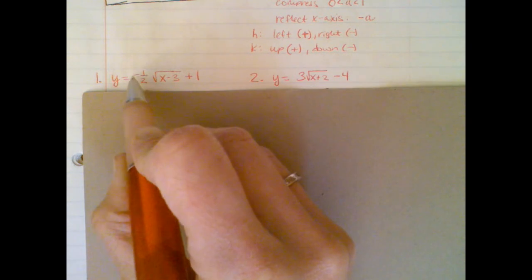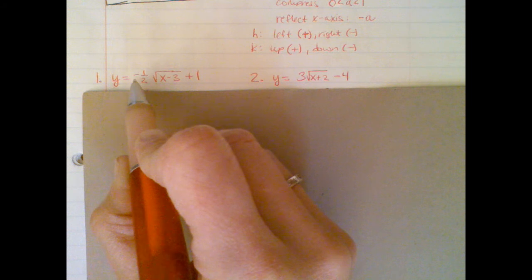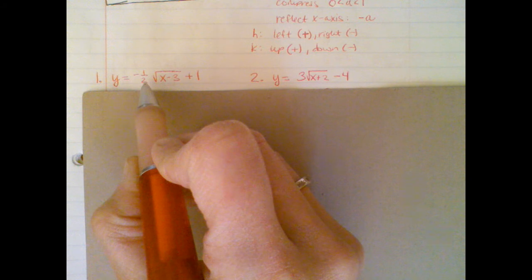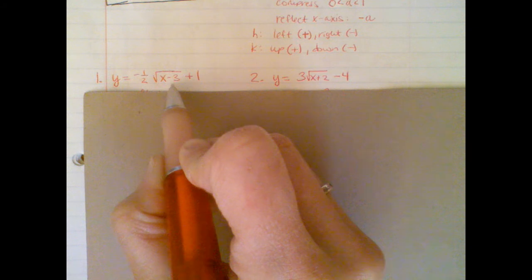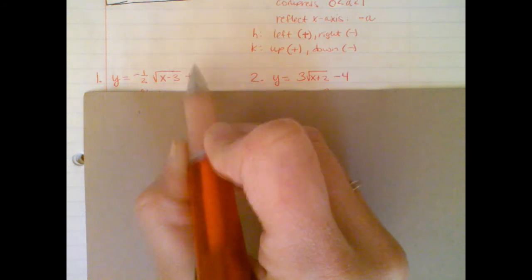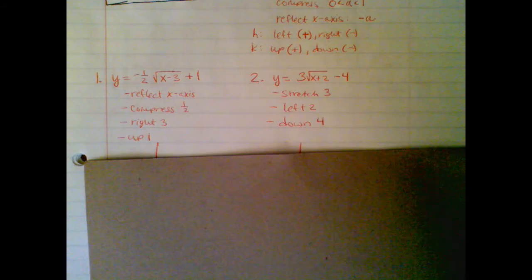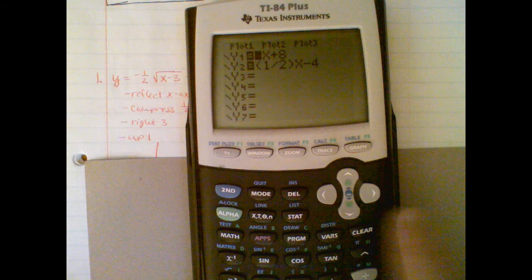For this first one, we have y equals -1/2 times the square root of x minus 3 plus 1. So we're going to first take a look at the transformations, and then we'll take a look at how the graph looks. So to start off with, we have a negative, so that means it's reflecting it across the x-axis. The half is a number between 0 and 1, so that is compressing the function by a factor of a half. The -3 means it's going to go to the right 3, and then the +1 means it's moving up 1. So we write down our transformations, and then if we want to go ahead and graph it, we're going to go to our graph.